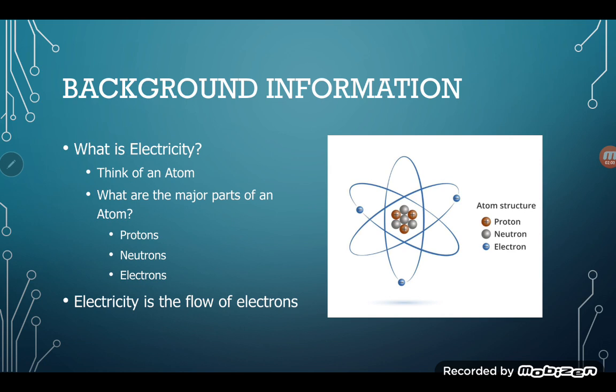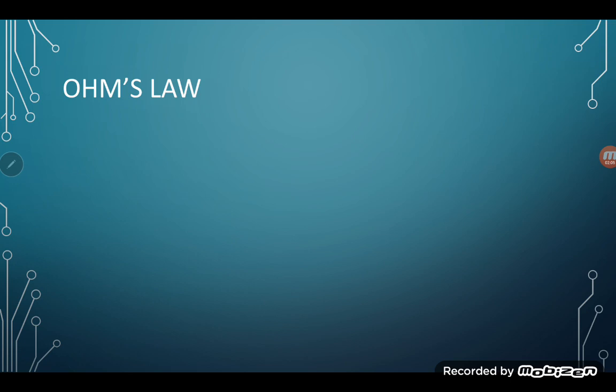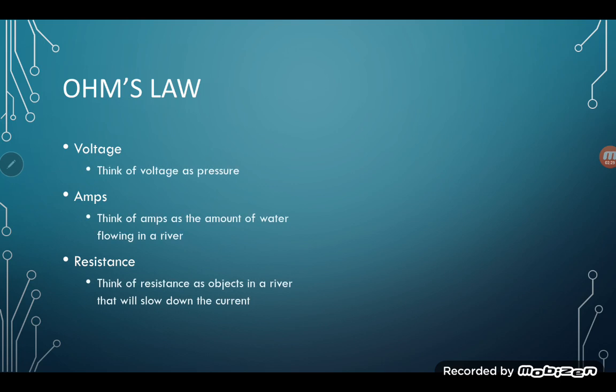Now, when it comes to electricity, we have to understand Ohm's law and the three major parts that make up Ohm's law. Now, the three major parts are voltage, amps, and resistance. What does all that mean? Now, I'm going to give you an analogy of a river. Think of voltage as the pressure of the river, while the amps is the amount of water flowing in the river, and resistance is whatever objects are in the river.